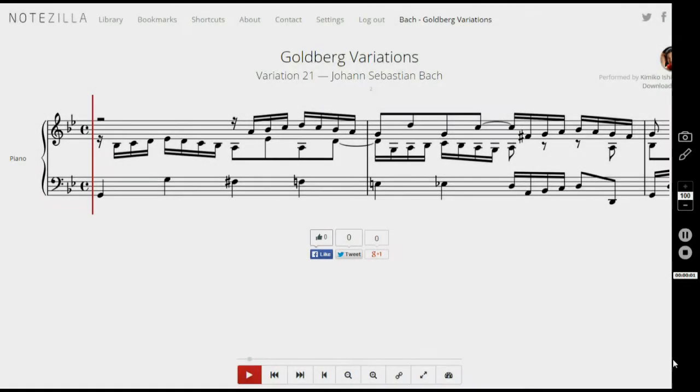For objective 1.6, I have another one of the Goldberg variations. This is number 21, J.S. Bach. Let's listen to a little bit of it.